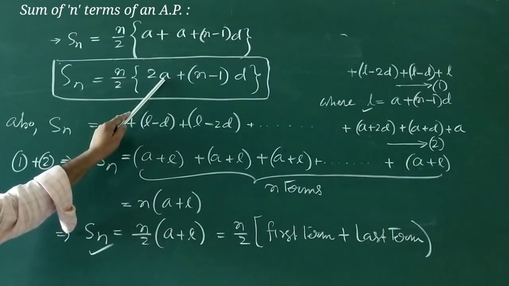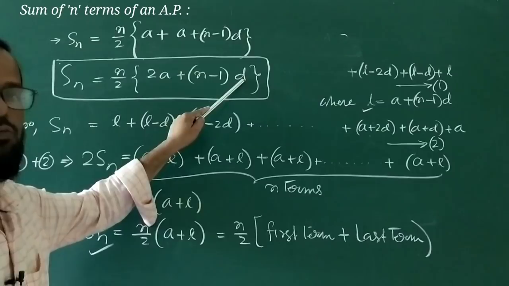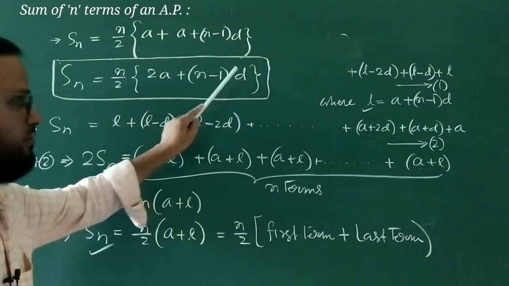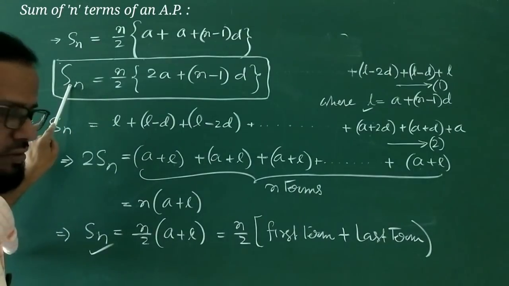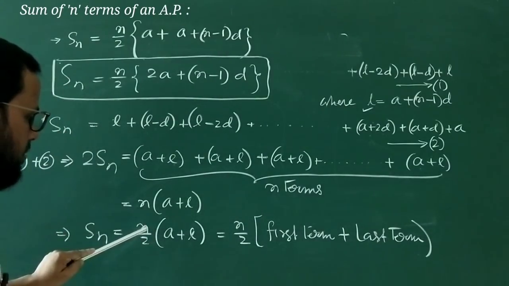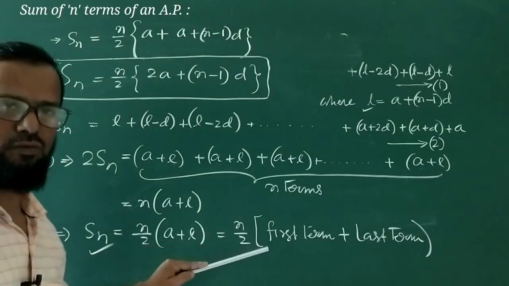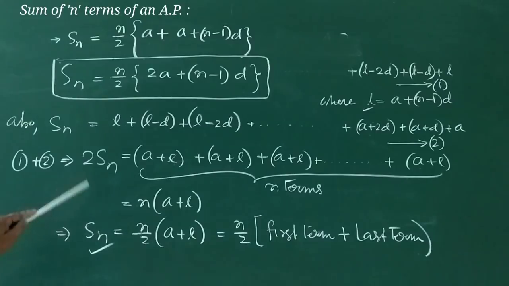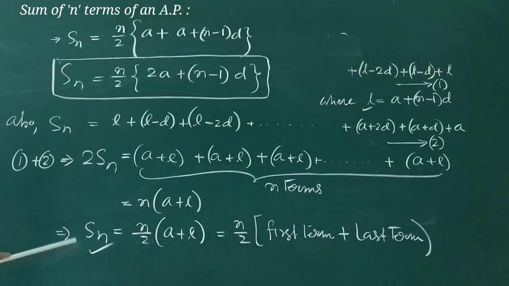You must know about the first term and you must know about the common difference. If you know the first term and the common difference, then you can find Sn. And in this formula, if you know the first term and the last term, there is no need of the common difference, then you can find the sum of n terms. So this way you can use these two formulas.